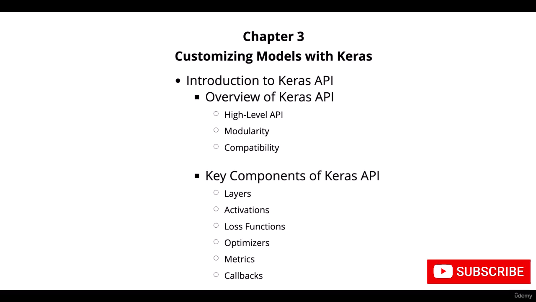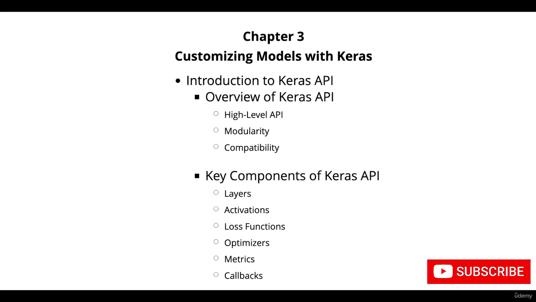Some of the key components of the Keras API are layers. Keras provides a wide range of predefined layers for building neural networks, including dense, fully connected, convolutional, recurrent, dropout, etc. Activations. Keras supports various activation functions such as sigmoid, tanh, relu, softmax, etc., which introduce non-linearity into the network. Loss functions. Keras offers built-in loss functions for common tasks like regression, mean square error, binary classification, which is the binary cross entropy, and multi-class classification, which is the categorical cross entropy.